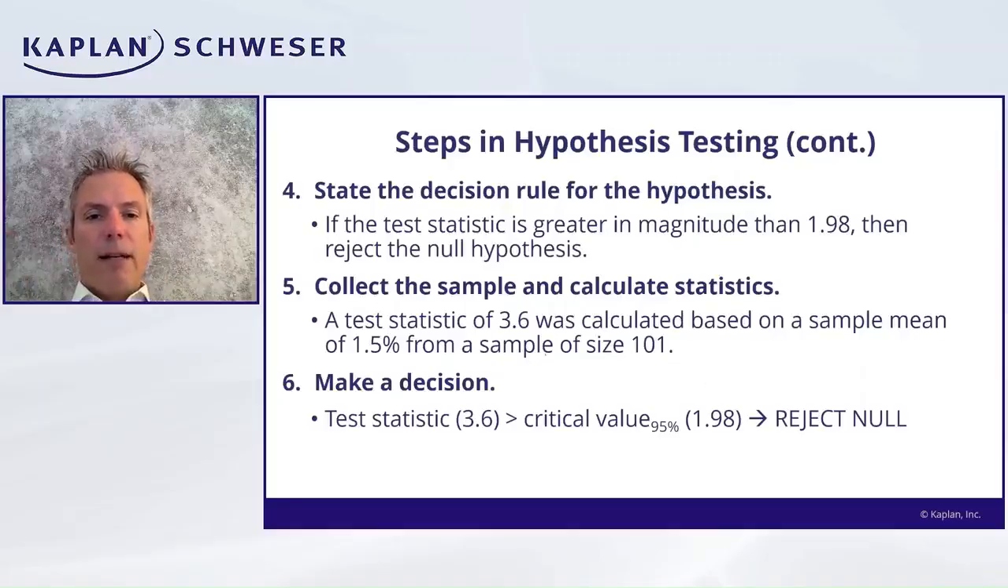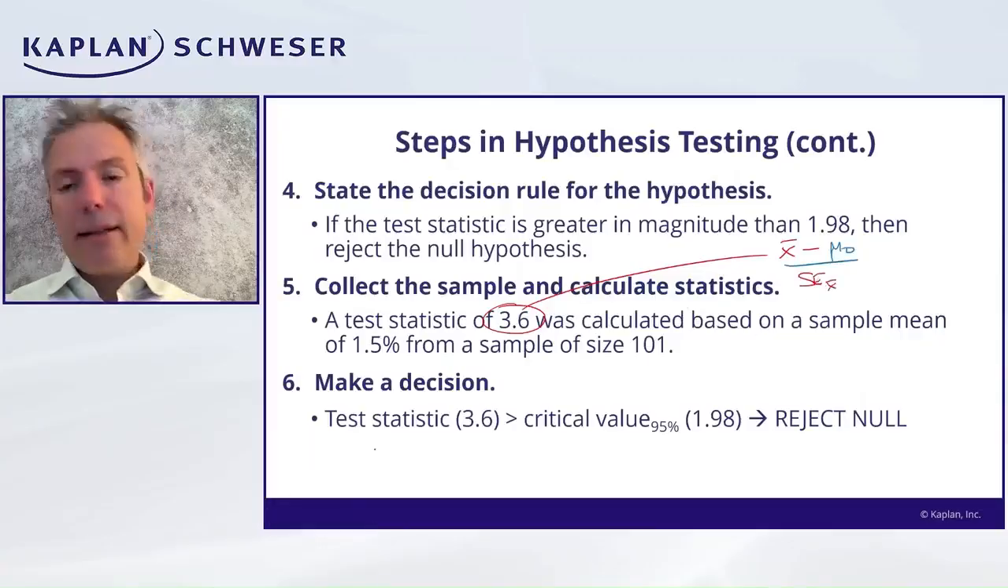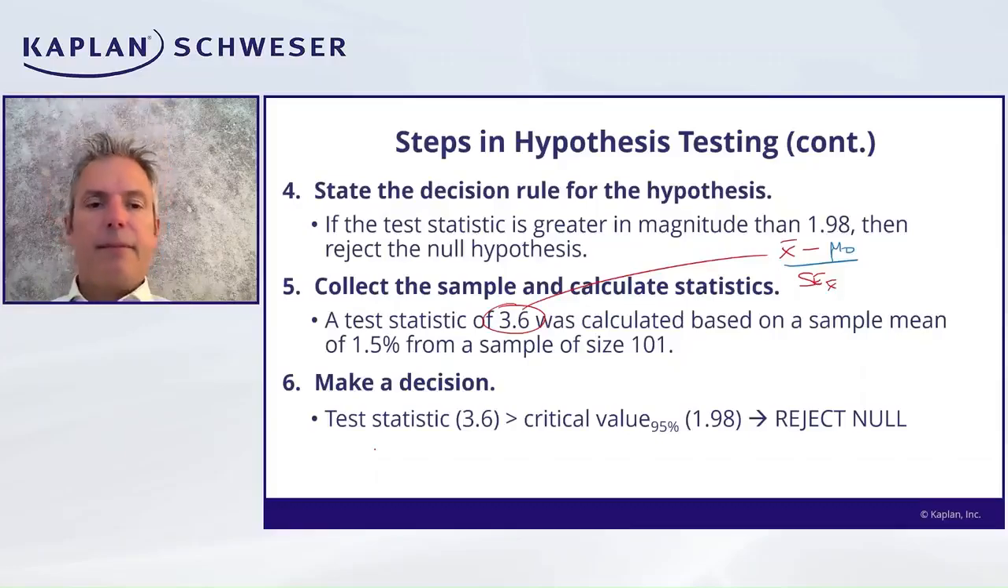We did our sample. We calculated a test statistic of 3.6 when we calculated how far x bar was away from the hypothesized mean of mu naught, which was 1, in terms of the number of standard errors. We calculate the standard error along the way, which I explicitly did. We made the decision that that was too far. It's way greater than that critical value of 1.98, so we rejected the null.